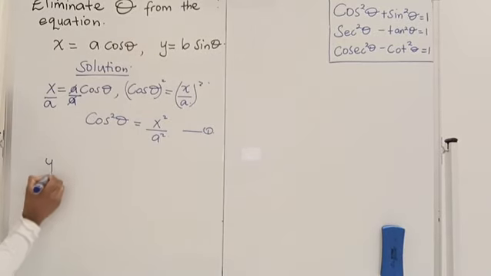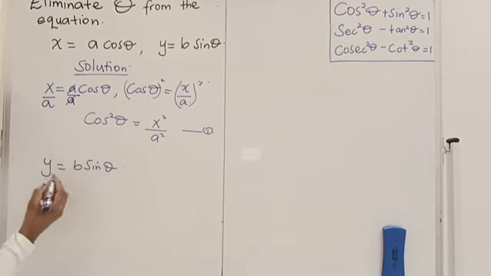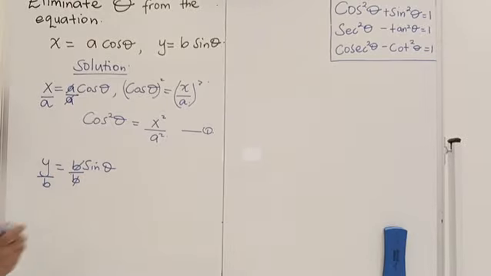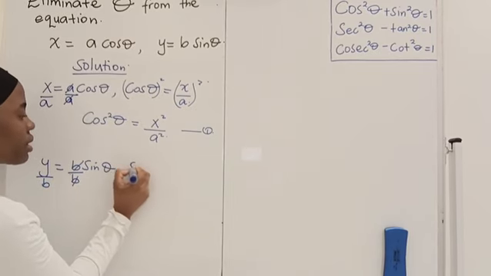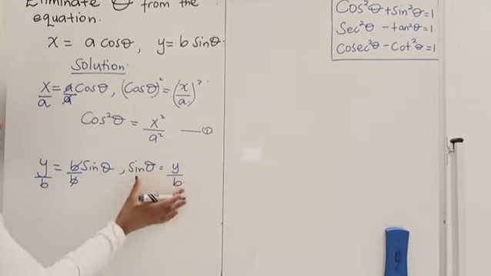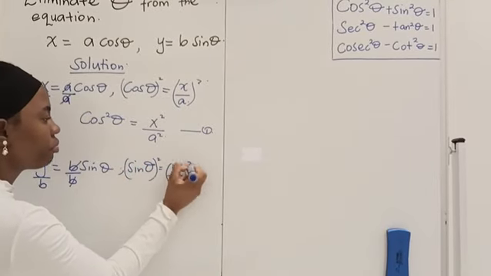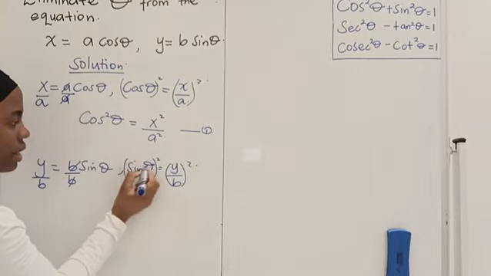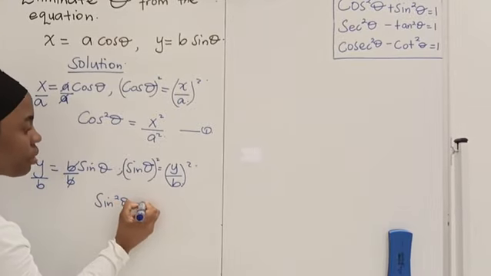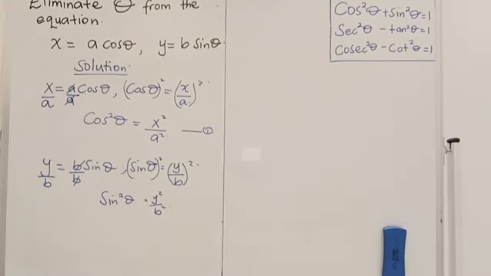It is y equaling b sin theta. Make sin the subject, divide through by b. This b is going to disappear. So I will remain with sin theta equaling y out of b. Let me do the same. I square both sides. So if I square both sides, I will have sin theta quantity squared, which is the same as sin squared theta, equaling y out of b, this is squared and that is squared.